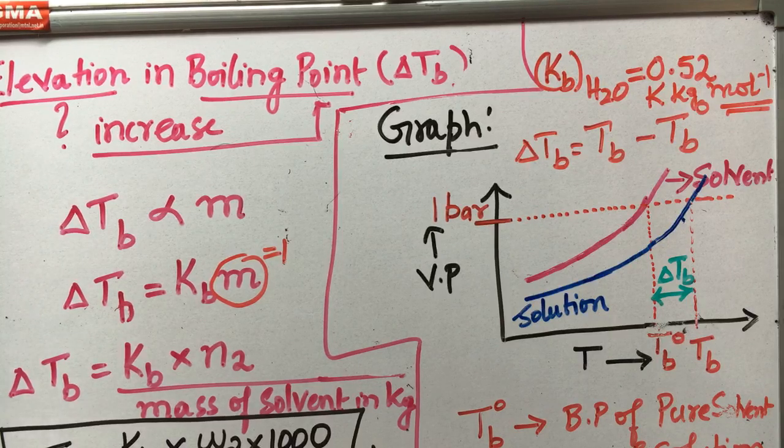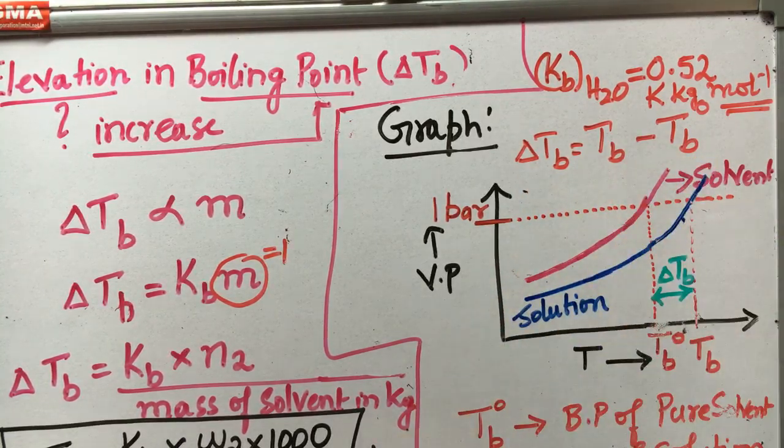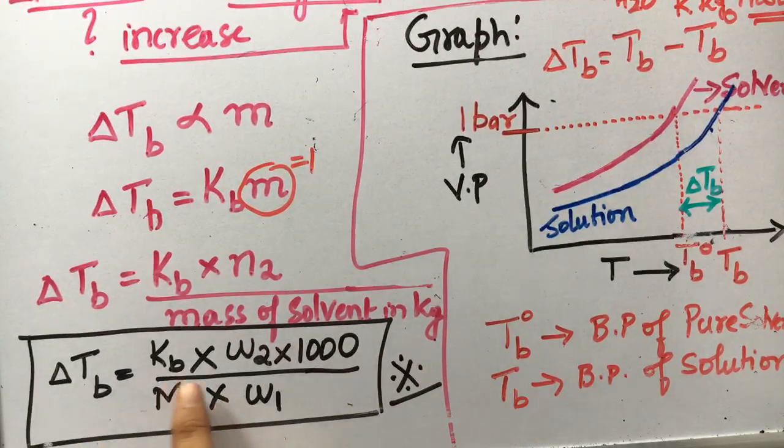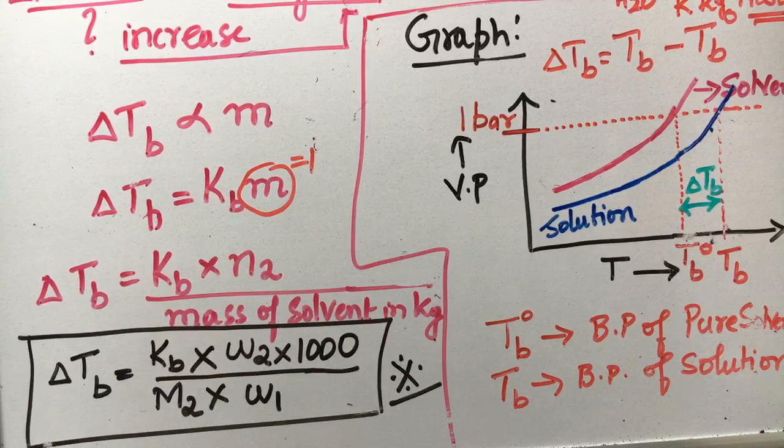Okay, shall we go for the numerical part of this, students? What is the formula for delta TB? You have two formulas. Delta TB is equal to TB minus TB naught, and another formula is that delta TB is equal to Kb into W2 into 1000 divided by M2 into W1. So we should know that delta TB is directly proportional to the molality of the solution. Why is it directly proportional? Molality is more, number of moles is more, blocking of the surface is more, vapor pressure decreases, boiling point increases.